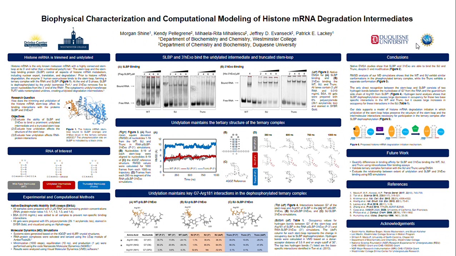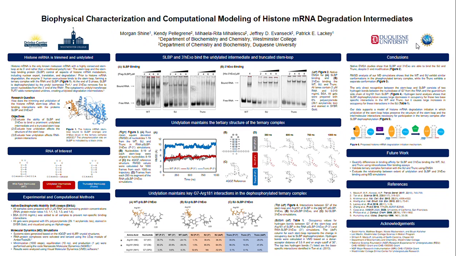Histone mRNA is unique because it's the only known metazoan mRNA that does not end in a poly-A tail. Instead, it ends in a highly conserved stem loop structure that's formed by Watson-Crick base pairing. The stem loop and the stem loop binding protein, or SLBP, control all aspects of histone mRNA metabolism.